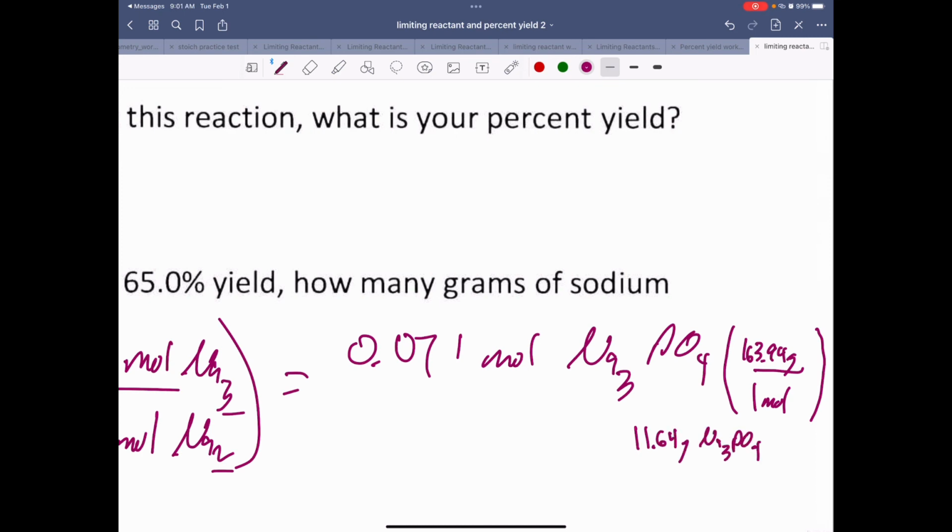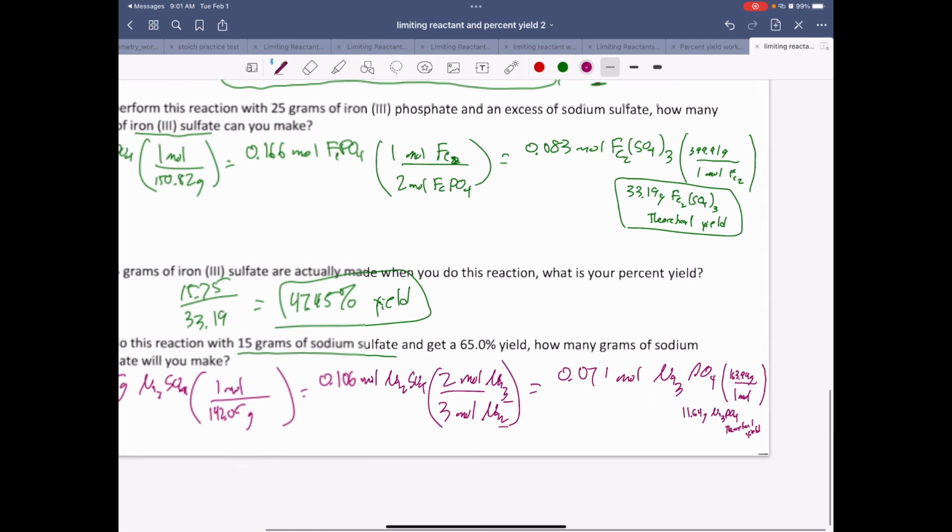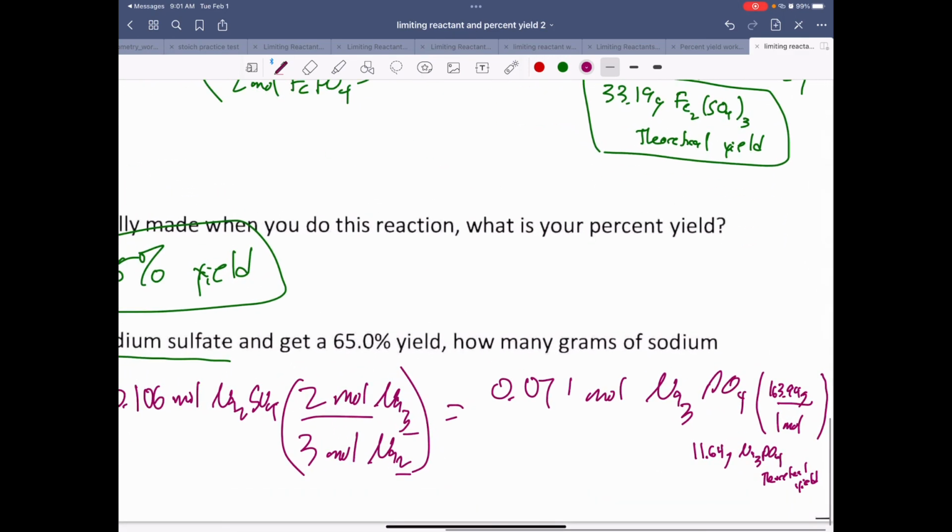And now let's go back to remind ourselves of what we were trying to do. This is the theoretical yield. So it says that we get a 65% yield. So this is how much we should get. So what's 65% of that? Just multiply it by 0.65, right? So 11.64 times 0.65, and we got 7.57. 7.57 grams of Na3PO4, and that is what we get.